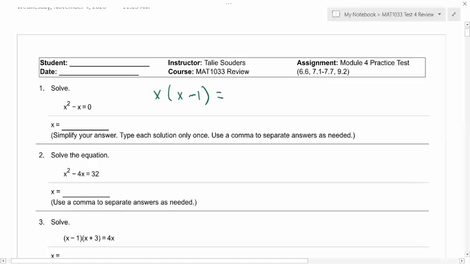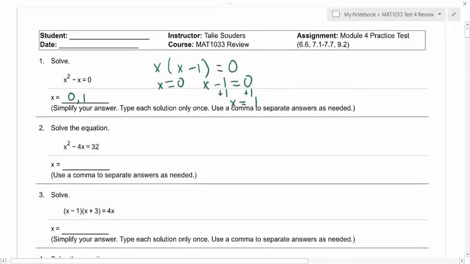Then we use that zero product property, which says that if two numbers multiply together to equal 0, one of the numbers has to be 0, because if not, there's no way you're ever going to equal 0. So then that tells us that either X equals 0 or X minus 1 equals 0, which gives us a solution of 1. So our two solutions are 0 and 1.